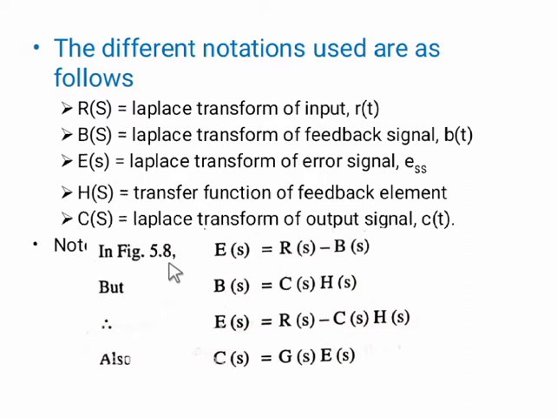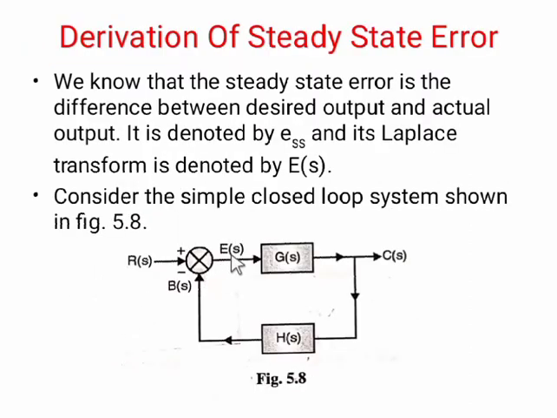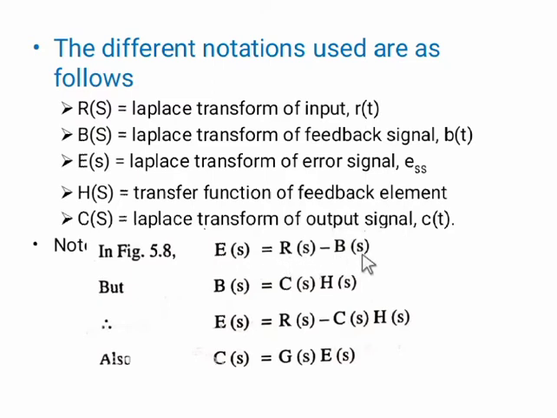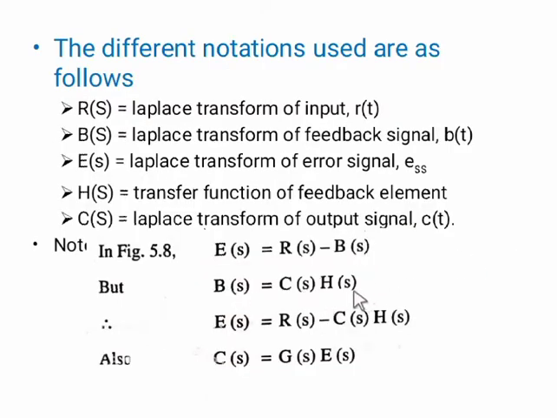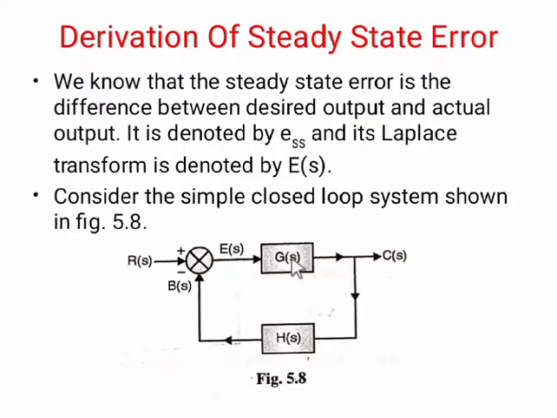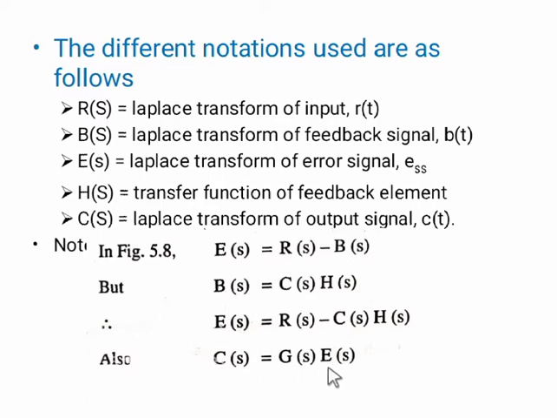So from figure 5.8, E(s) equals R(s) minus B(s), because R(s) is connected to the positive and B(s) is connected to the negative. So here E(s) is R(s) minus B(s), and B(s) equals C(s) into H(s). So therefore E(s) equals R(s) minus B(s), which is R(s) minus C(s) into H(s), and also C(s) equals E(s) into G(s).